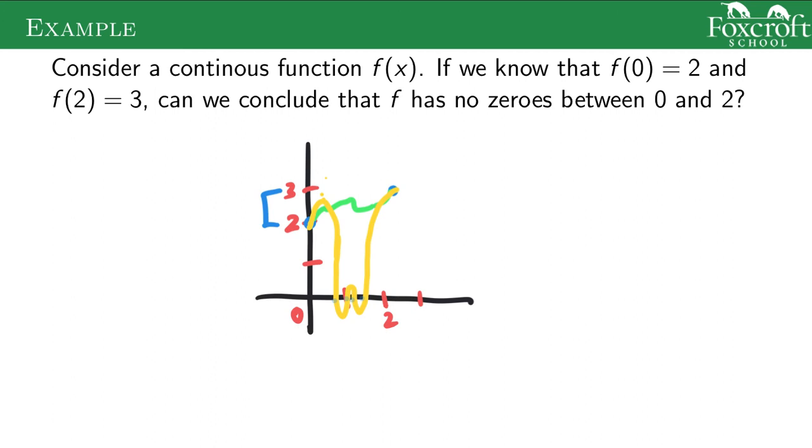All right, so just knowing you have 2 positive numbers is not enough to conclude that you don't have any zeros.